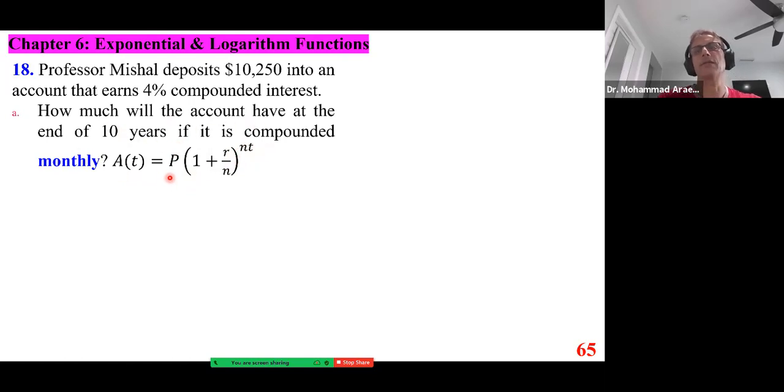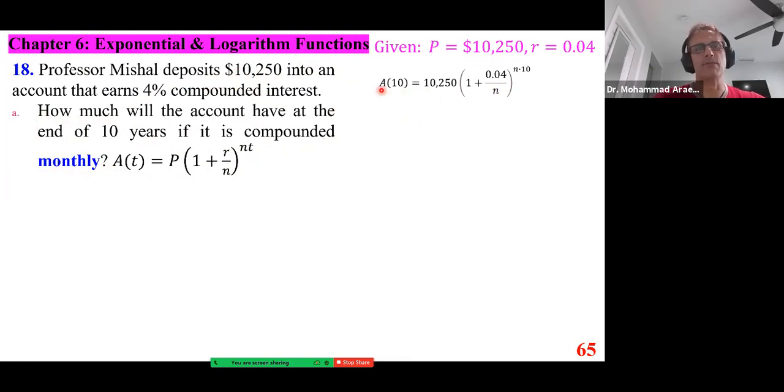So first let's write, according to this part, P is this, r is that. Okay, that's the given. Now for part A, let's write the formula in general, meaning let's replace the P, let's replace the r. Now what about n? For part A monthly, so n is the number of times compounding takes place per year, so n becomes 12. So let's replace the n with 12. So for this case, n is 12. You do the math, you put it into a calculator, it gives you an answer.